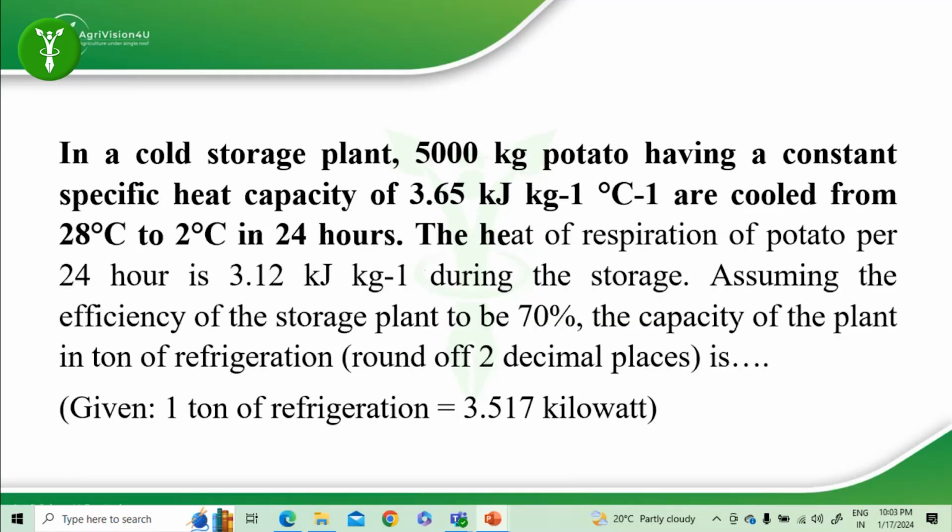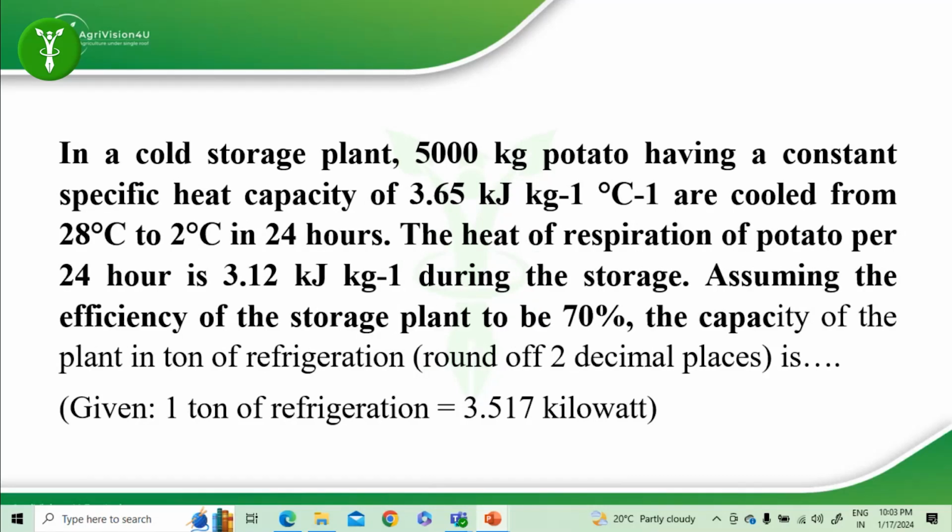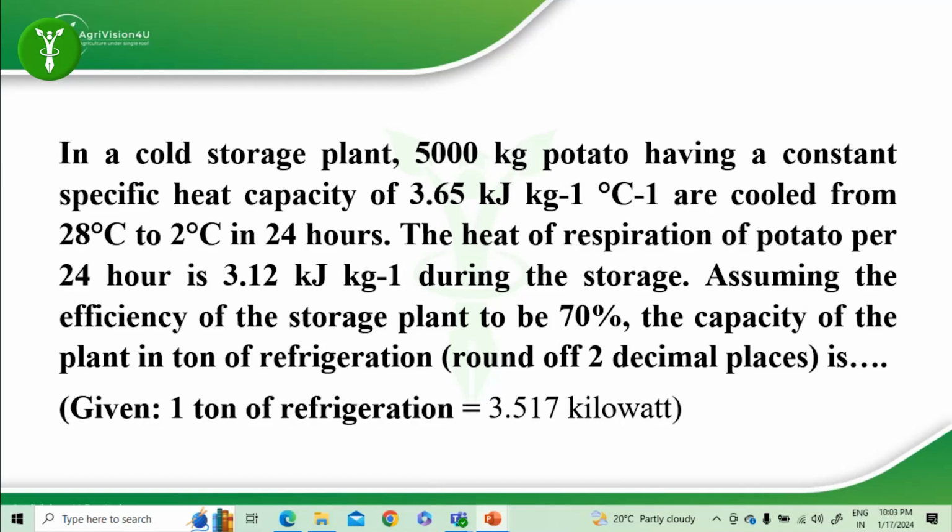In a cold storage plant, 5000 kg potato having a constant specific heat capacity of 3.65 kilojoule per kg per degree Celsius are cooled from 28 degrees Celsius to 2 degrees Celsius in 24 hours. The heat of respiration of potato per 24 hour is 3.12 kilojoule per kg during the storage. Assuming the efficiency of the storage plant to be 70%, the capacity of the plant in ton of refrigeration will be what? Ultimately we have to find the capacity in tonnage.